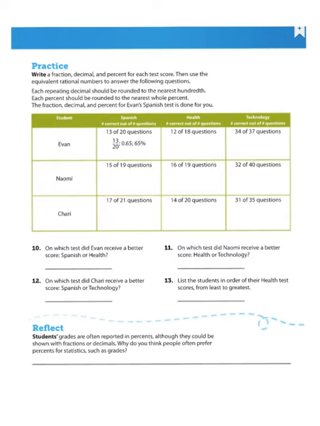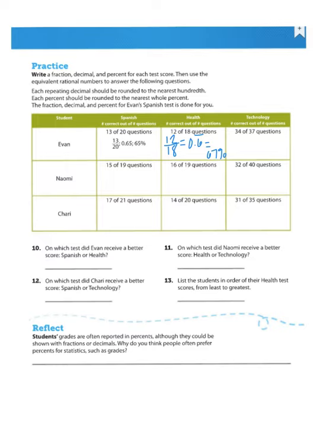So to earn credit here, yes, you have to have the fraction, the decimal, and the percent. So 12 of 18 questions, that would be 12 over 18. As a decimal, that's going to be 0.6 repeating. And remember, 0.6 repeating can be rounded to 0.67. So as a percent, this is going to be 67%.